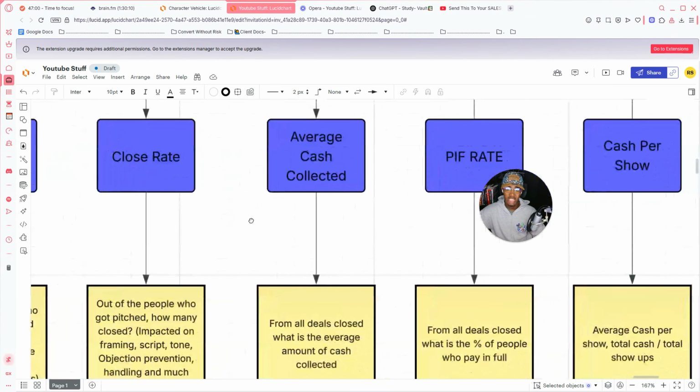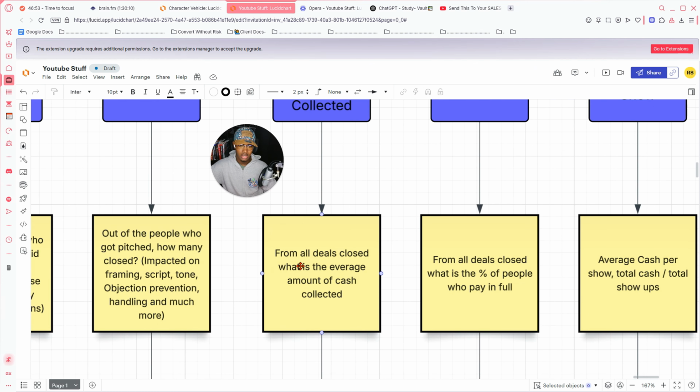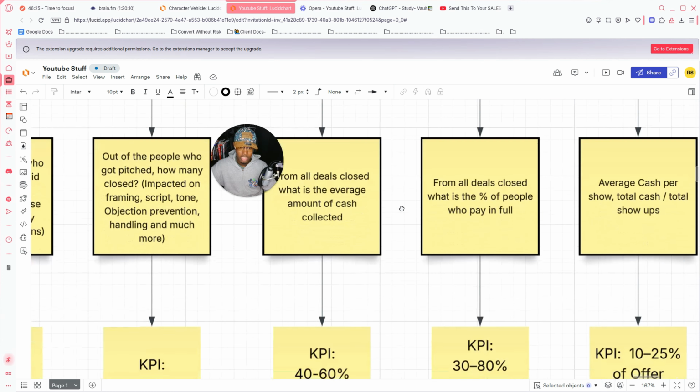Now the next thing is average cash collected. This is from all the deals closed. What is the average amount of cash collected? This is the way you get this formula: if you close 10 deals and you made $1,000, so 10 divided by 1,000. Wait, 1,000 divided by 10, I mean. So it would be cash divided by deals closed. And that's how you calculate this.